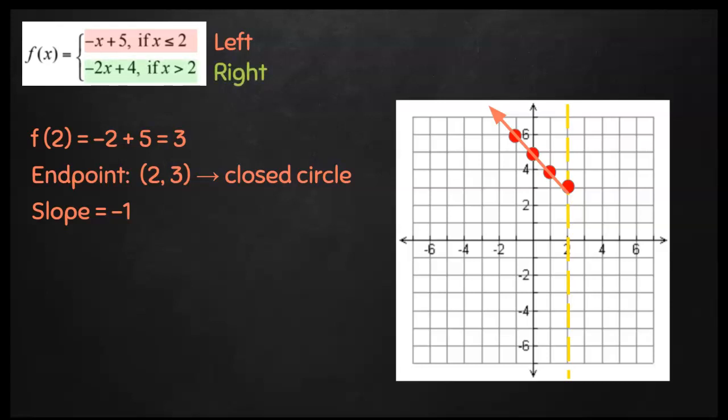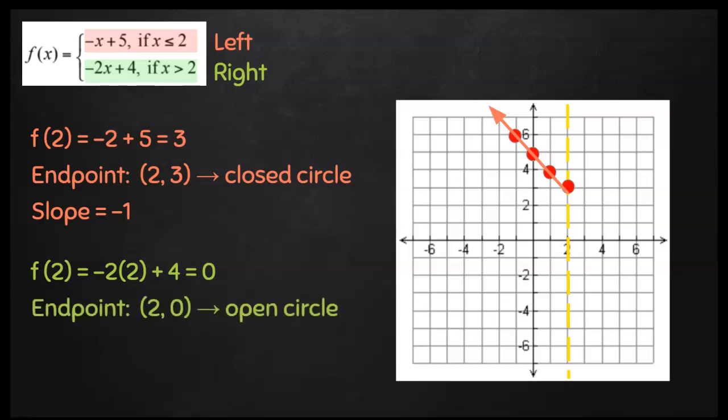So now I'm going to look at the second piece of my piecewise function, and I'm going to be looking at x values that are towards the right of 2 because it's greater than 2. So let's take that 2 and plug it into my function rule, which is going to get me 0. So my endpoint is going to be at 2, 0. Now it will be an open circle based on the domain and the inequality that you see, which is greater than 2. And my slope is going to be negative 2. So because I'm going towards the right, I can actually continue that slope of down 2 and to the right 1, and then draw my line.